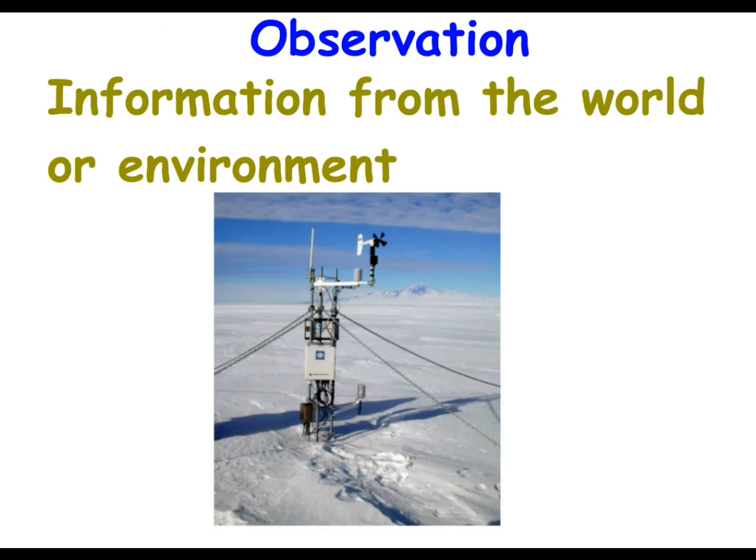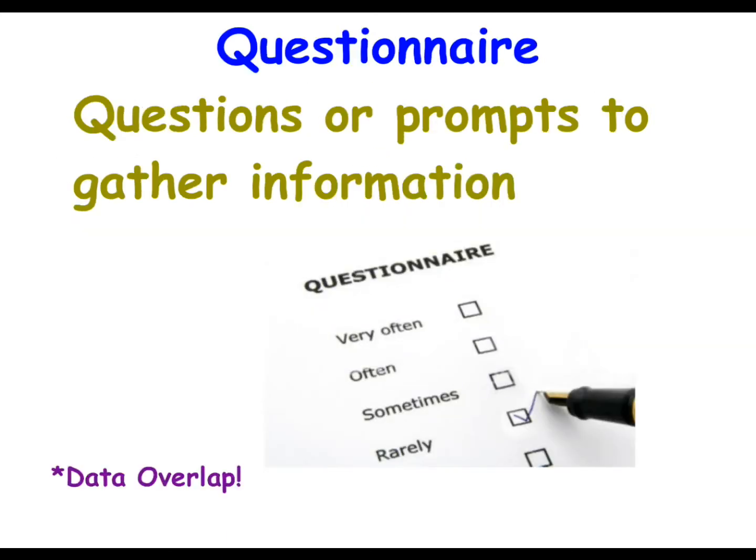Observation is information from the real world or the environment, like a weather station collecting temperatures every hour in a certain location. A questionnaire is prompts to gather information. For example, on your course, you'll be asked how you enjoy your course on a scale of 1 to 10.